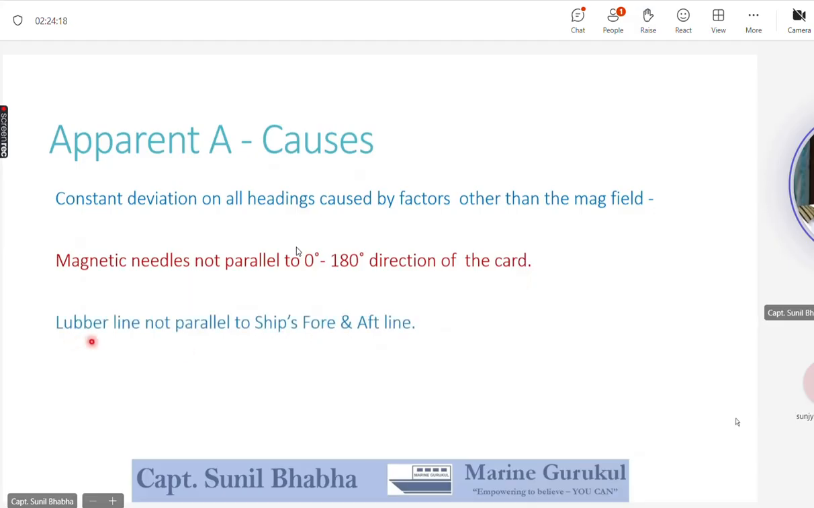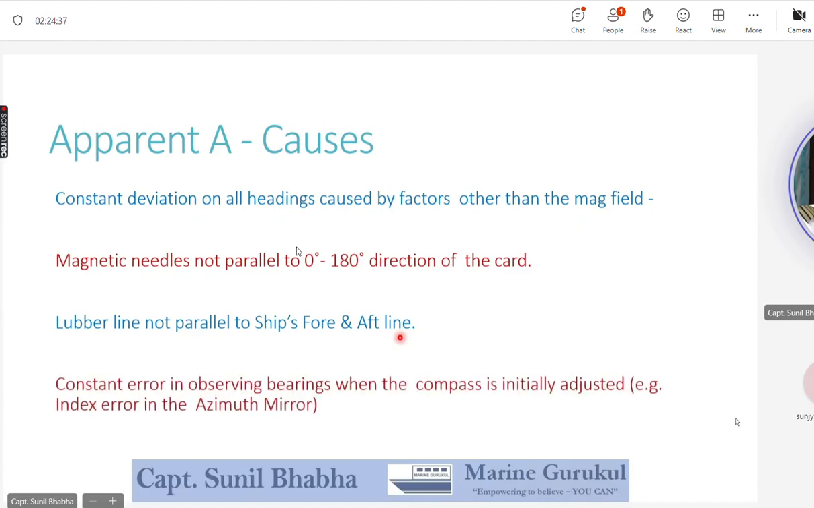Sometimes we see there is a lubber line which is fitted on the repeater. If the lubber line is not parallel to the ship's fore and aft line, whenever you read that lubber line to get the heading of the ship, there will be a constant error. This has got nothing to do with magnetism, and it's also a manufacturing defect, so it falls under apparent A. Another reason could be constant error in observing the bearings when the compass is initially adjusted. For example, there could be an index error in the azimuth mirror leading to a wrong deviation card. So when that wrong deviation is applied, you will get an error. So that's also a non-magnetic reason.